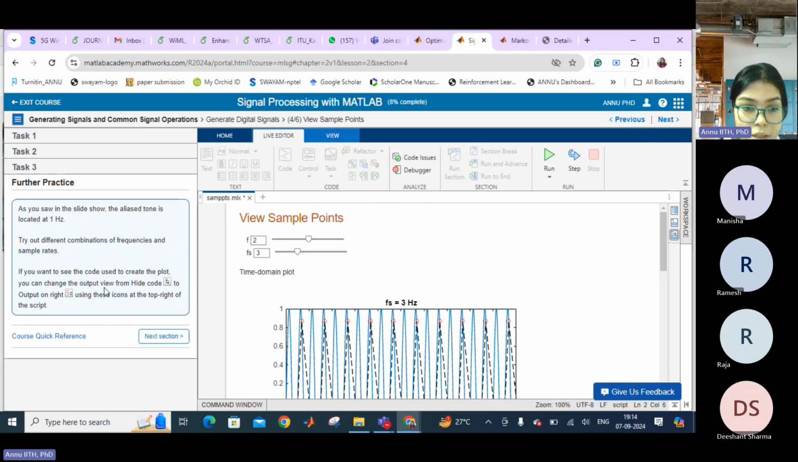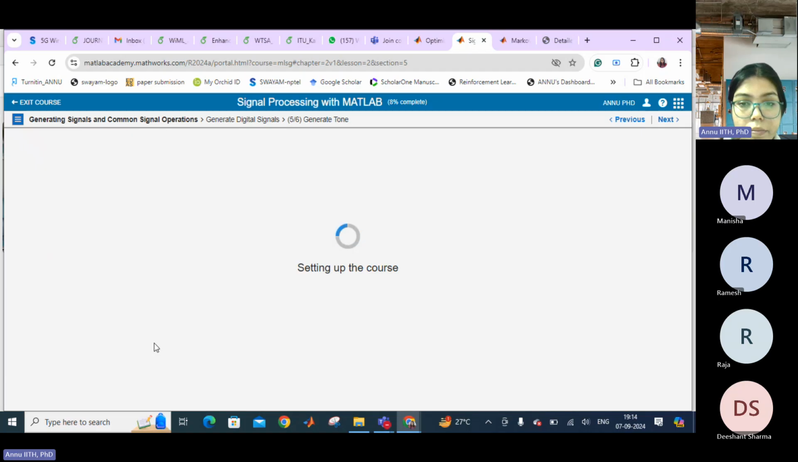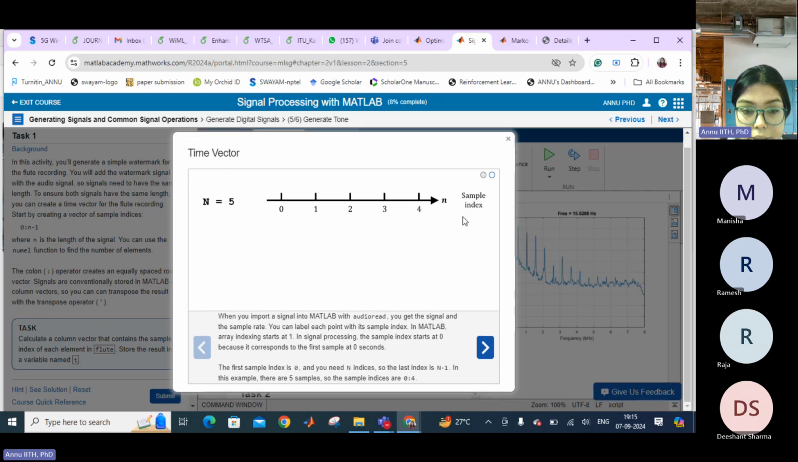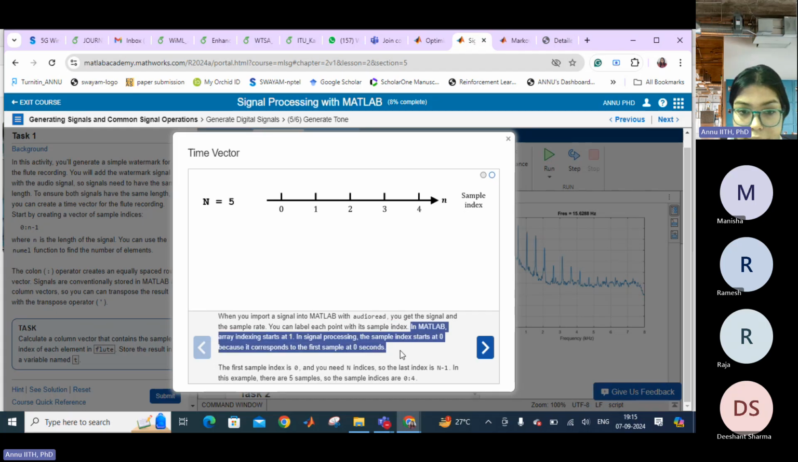If you want to use code, you can see here. The time vector: n is equal to 5, so you have 0, 1, 2, 3, 4, like that sample index. When you import a signal into MATLAB with audioread, you get the signal and the sample rate. You can label each point with its sample index. In MATLAB, array indexing starts at 1, as we know.